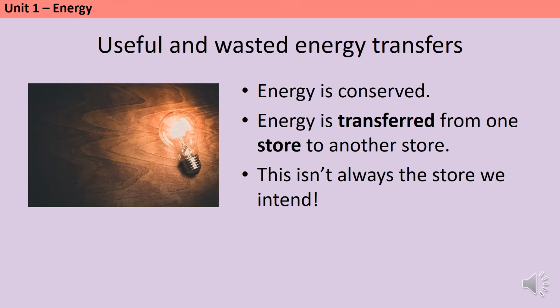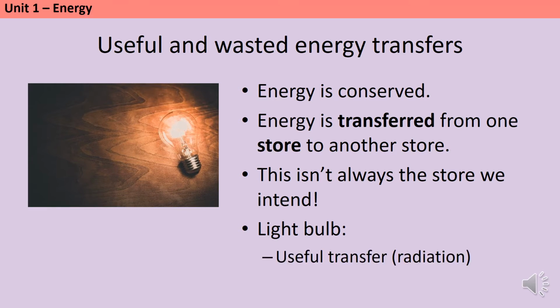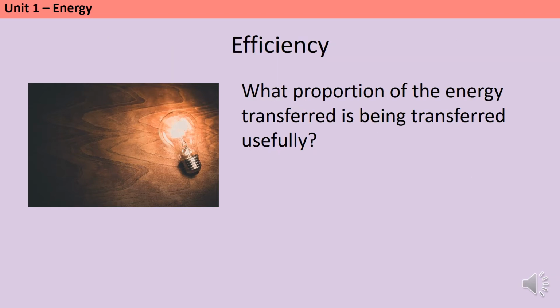If you think about this light bulb for a second, it has a useful transfer, which is the transfer as radiation, as light. But if you ever put your hand on a light bulb while it's turned on, you'll find that it gets quite hot. And so that thermal transfer is a wasted transfer because some of the energy is going to be transferred in that way, and therefore we're going to get less light.